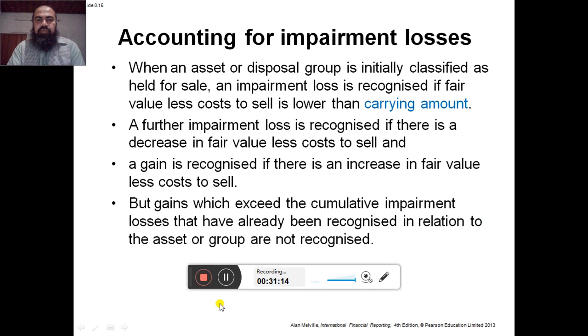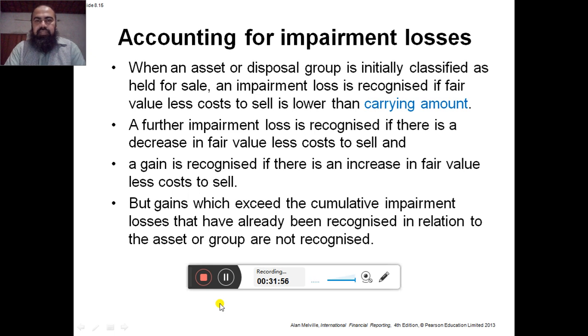When an asset or disposal group is initially classified as held for sale, concentrate on the word initially, an impairment loss is recognized if fair value less cost to sell is lower than carrying value. I will repeat, impairment loss is recognized if fair value is lower than the carrying amount. Obviously, the company will have some loss in this situation. I have discussed this earlier, and I will repeat it again: the profit and loss account will be debited and the specific asset will be credited.